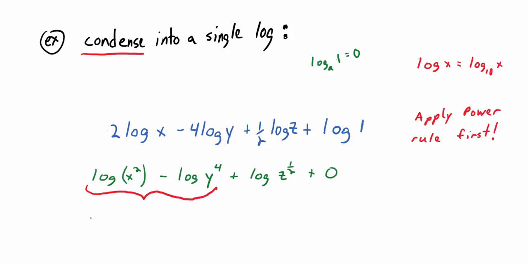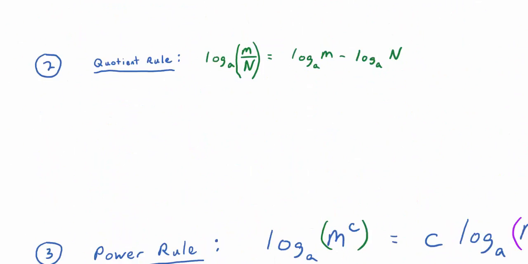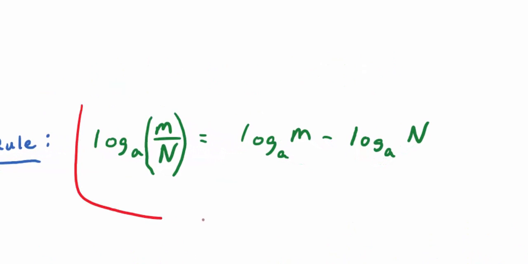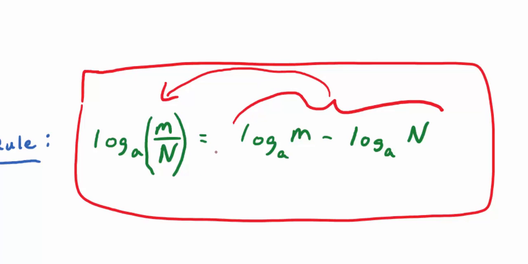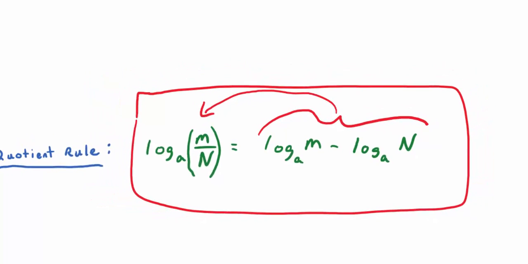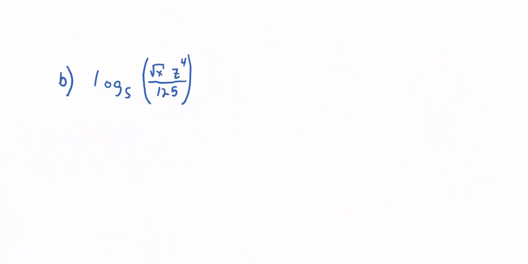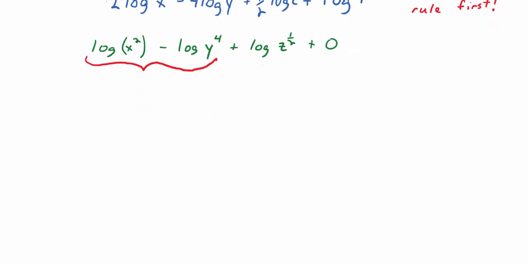The quotient rule, now we're going backwards, right? If you go back and look at the quotient rule, this is it, right? We're going now, though, from the right-hand side and condensing to the left-hand side. So you have to identify on the left-hand side what your numerator is going to be, what your denominator is going to be on the input. So we've got log of x squared minus log of y to the fourth, which is going to condense into a single logarithm. What's it going to be? Log of x squared over y to the fourth.